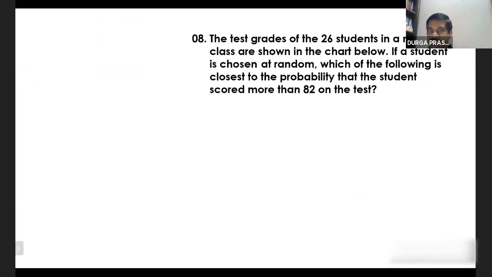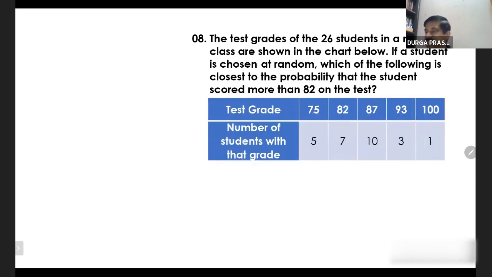So look at this. The test grades of the 26 students in a math class are shown in the chart below. If a student is chosen at random, which of the following is closest to the probability that the student scores more than 82 on the test? See, test scores of 26 students. Test grades 70, 75, 82, 87, 93, 100 are given.